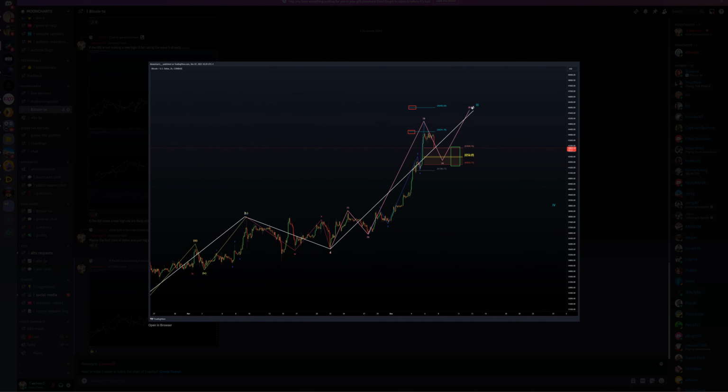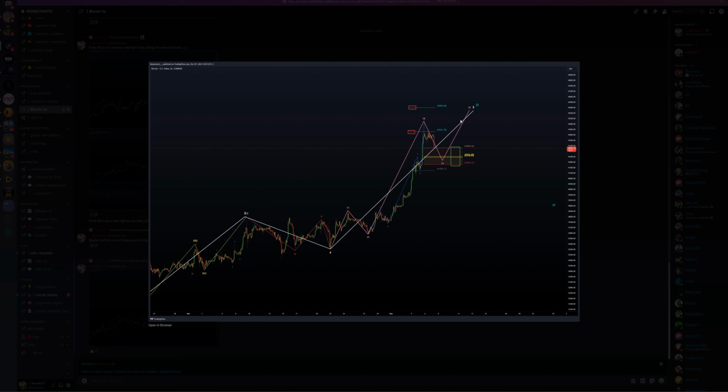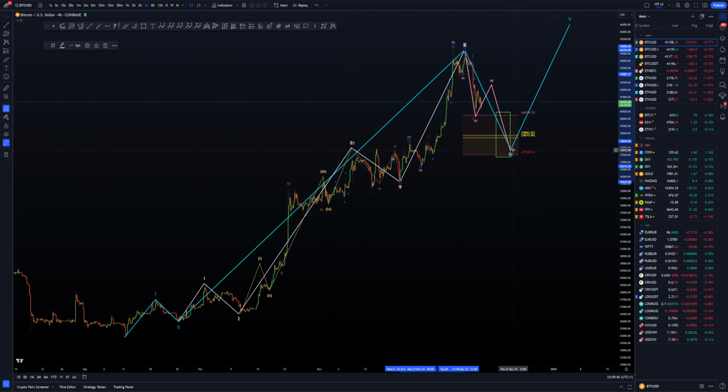As you can see here, we were looking for the white wave 5 to be completed after the pink wave 5. So we have the pink wave 5 completed. You can see here the wave 4 is the wave 5. So the pink wave 5 completes the white wave 5, and the white wave 5 completes the blue wave 3. You can see here. Okay, from here we look for the wave 4 retracement, the blue one, the blue wave retracement.